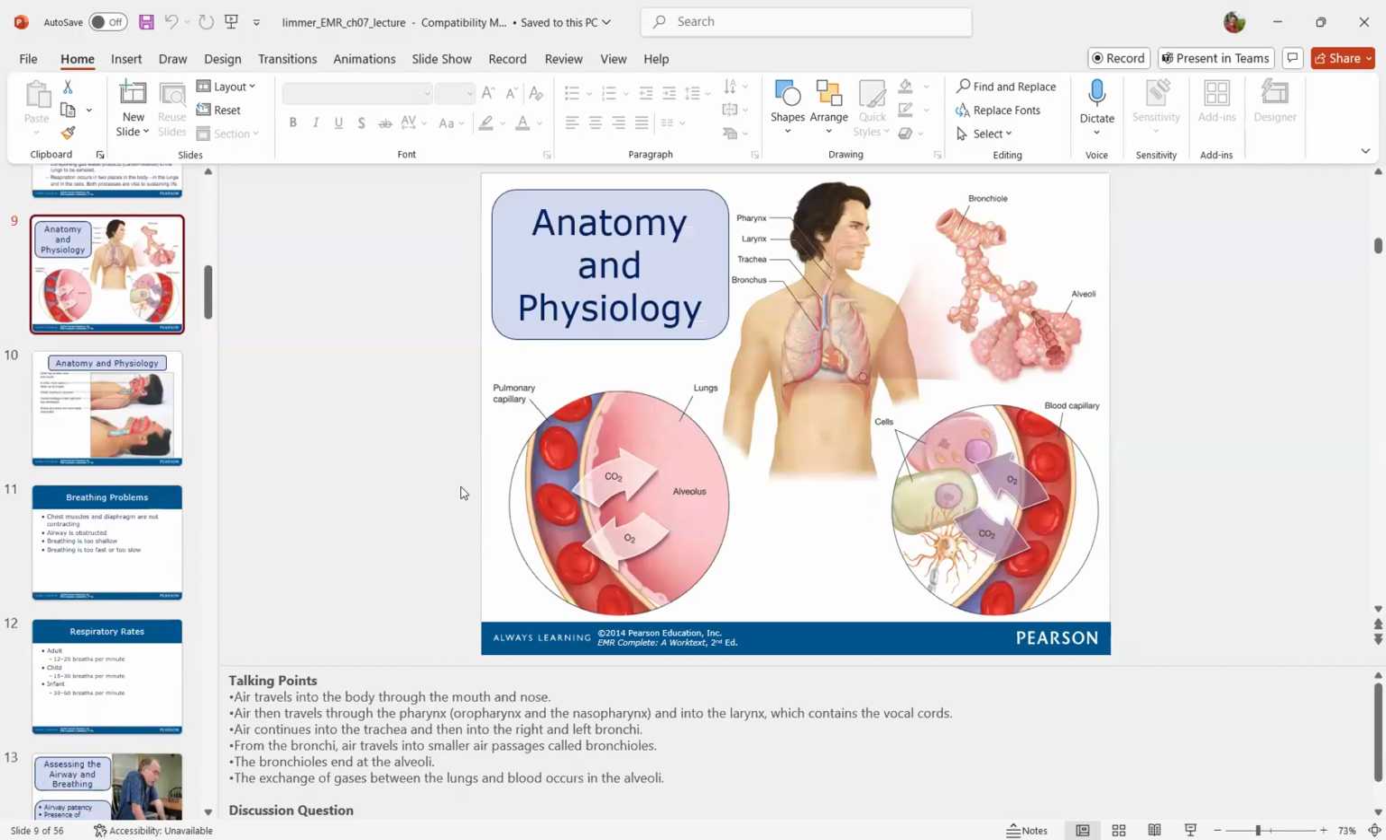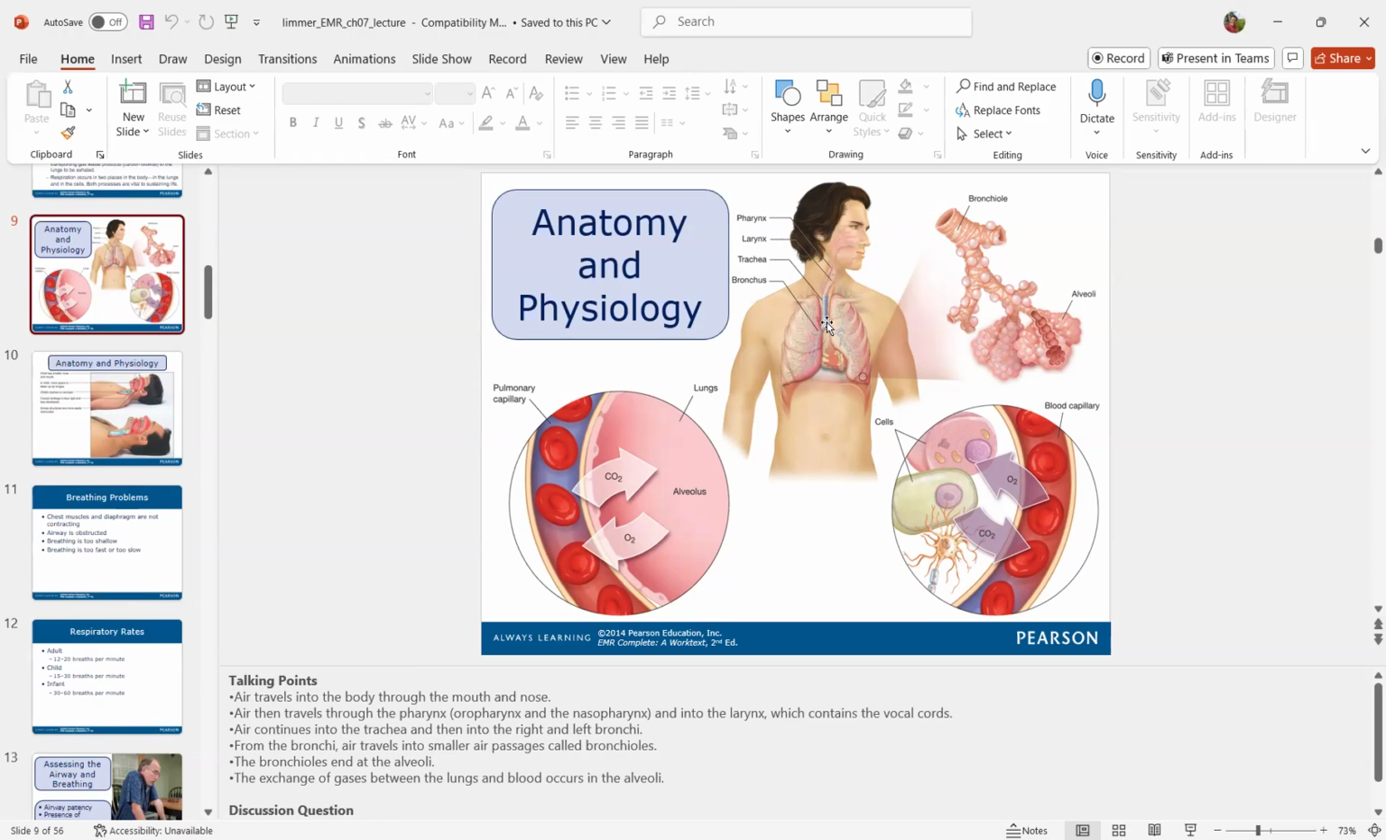So this part right here, as air travels into our body through our mouth and through our nose, air then travels through our pharynx, our oral and nasal, so our nose and our mouth area, into our larynx, which is where the vocal cords are. So it starts up here. We breathe it in, it works its way down into here, continues to go through our trachea and into the right and left bronchi. So this is our trachea right here. This is our right bronchi and our left bronchi.